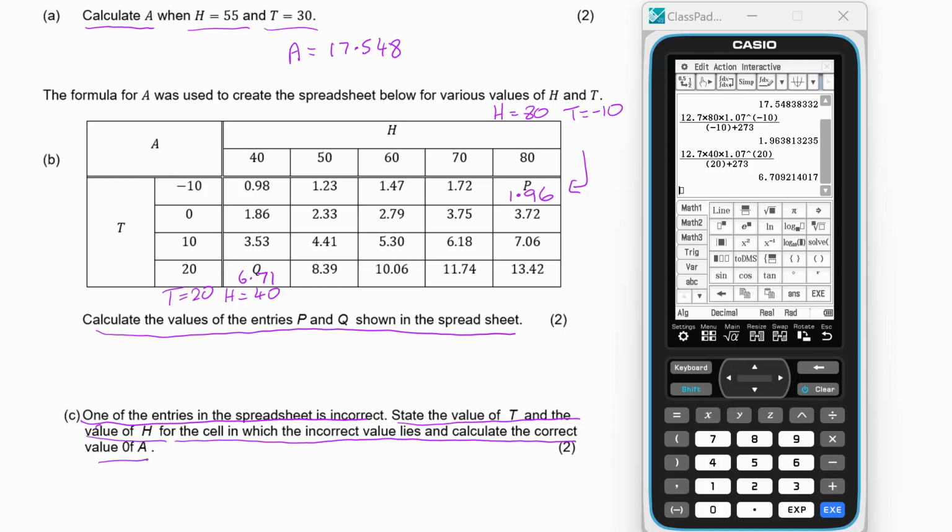So what we want to do is spot, we don't want to calculate all of these. We want to spot if there's some sort of break in the trend. We can see generally as we go that way, the values get higher, and also as we go this way. And the two that stand out to me are these two just here. They're not in the right order. So one of those two is incorrect. So let's try the left-hand one first.